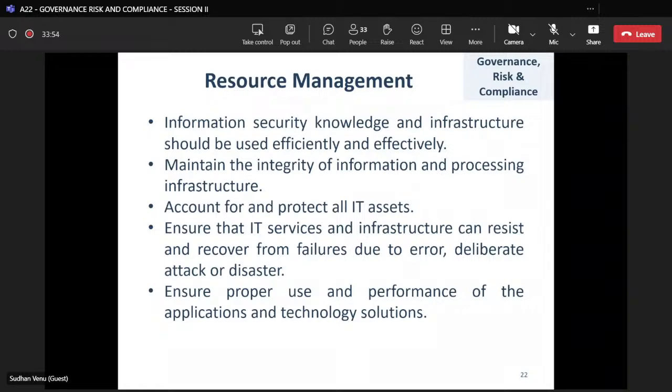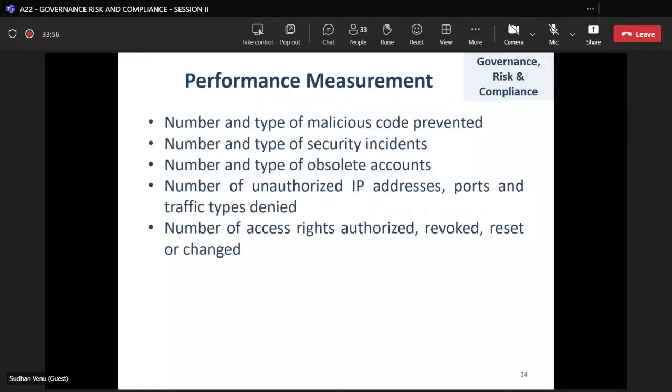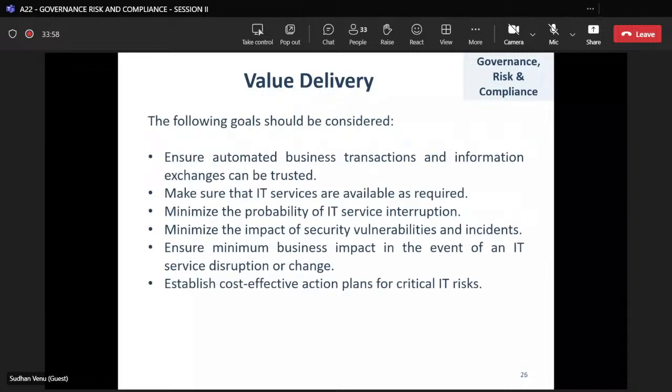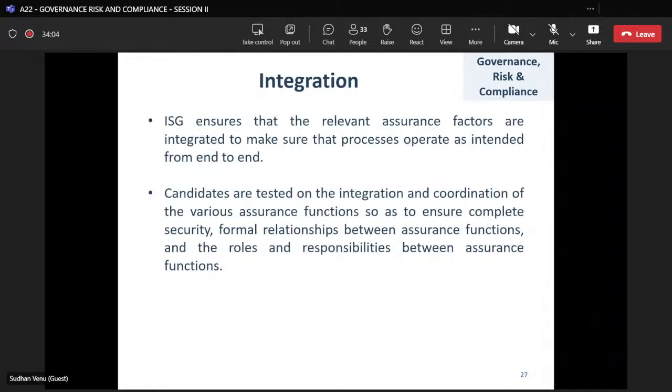That is in the slides here: performance measurement and value delivery, and then the final one is integration. So this is what information security governance is about, how effectively we are implementing it, what its importance is, and what the outcome of information security is. And this is information security governance, guys.